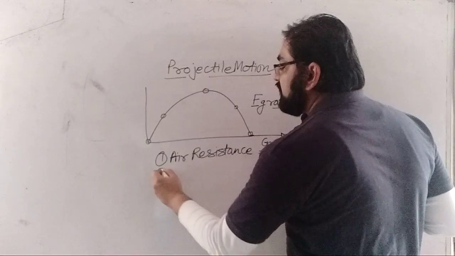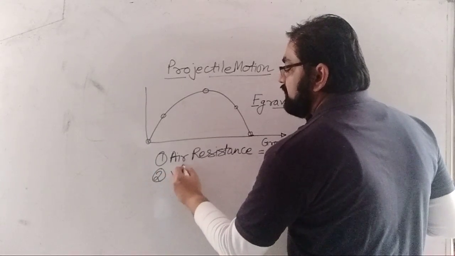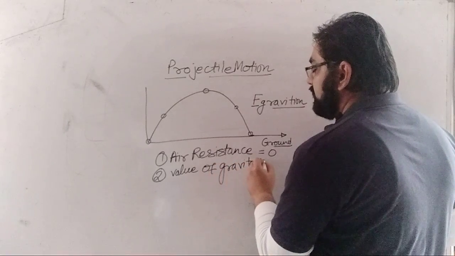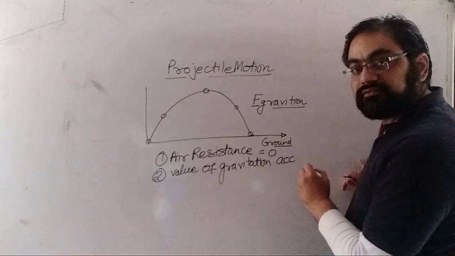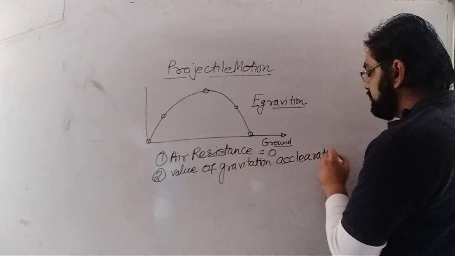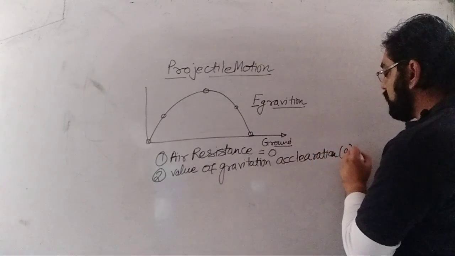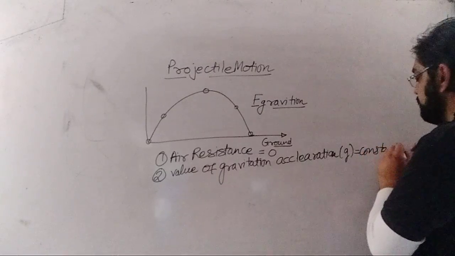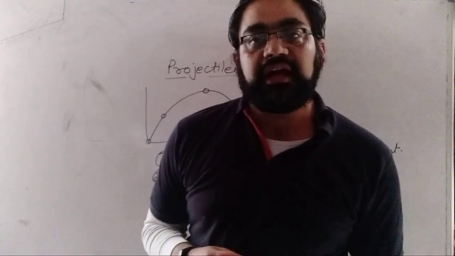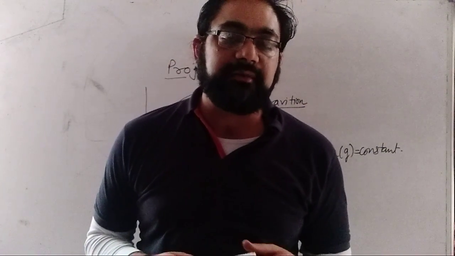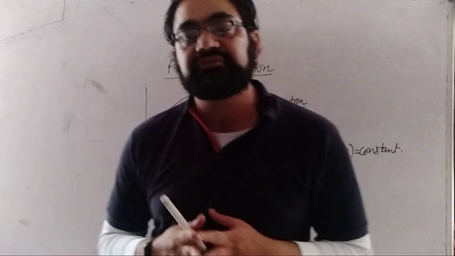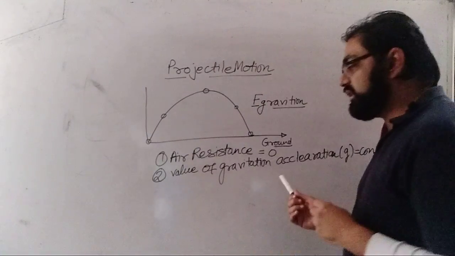Second, the value of the gravitational acceleration, small g, is constant during the motion. Its value is taken as 9.8, we know that, and its value during the whole projectile motion is kept constant. During that motion the value of g will not change, so this is a main point, we have to take it constant.